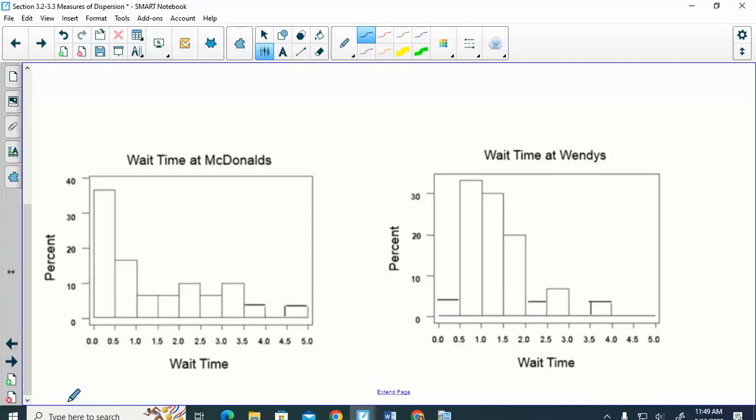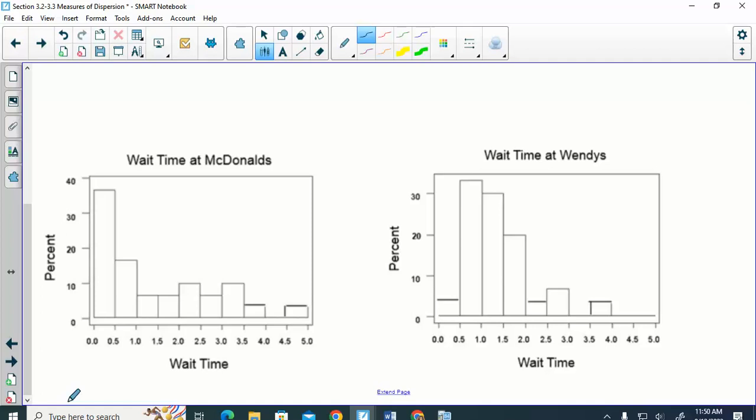If we look at Wendy's, not very many people get served within the first 30 seconds, but most of them are served between 30 seconds and 2 minutes. Does anyone really have to wait too long? No. Here we don't have anybody waiting over 4 minutes, whereas at McDonald's, we still had a few.